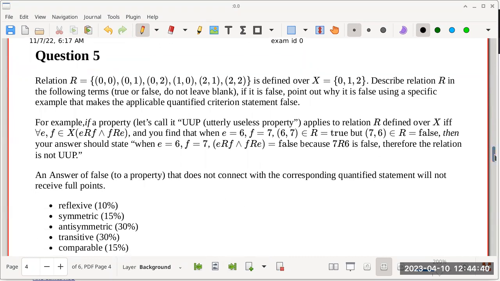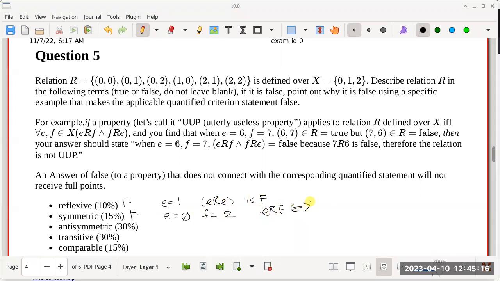All right, so one last one before we move on to a different type of question. In this one, okay, let's try to get to the answers as quickly as possible. It is not reflexive because when E equals 1, ERE is false, okay? Okay, next, is it symmetric? It is not symmetric. Because when E equals 0 and F equals 2, ERF if and only if FRE is false.